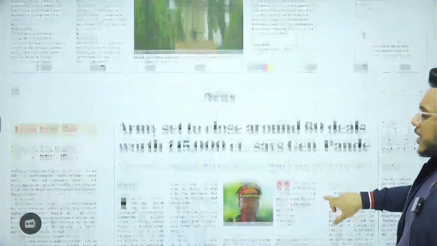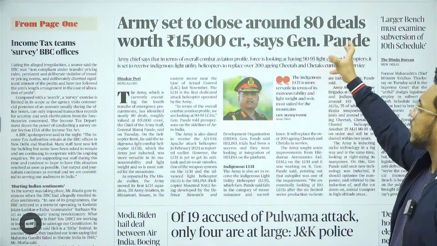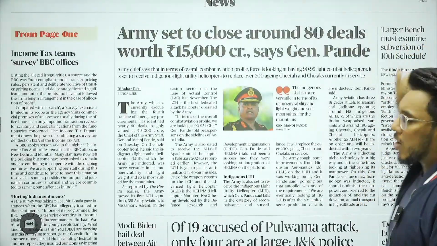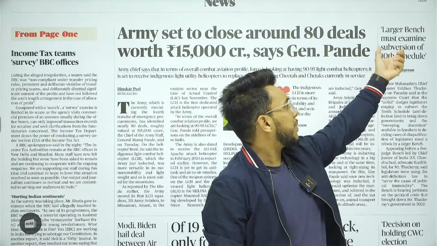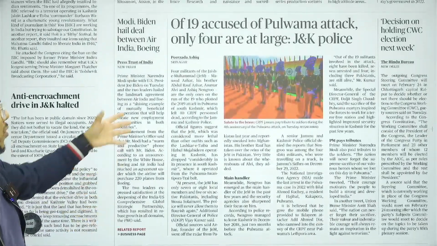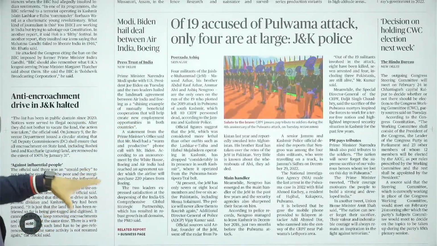Then, further going on: "Army set to close around 80 deals worth 15,000 crore rupees." Now here there is a small article, but the concept is important for our prelims examination: "Larger bench must examine subversion of the 10th Schedule." So we'll see this article for examination. Then further moving on: "Of 19 accused of Pulwama attack, only 4 are at large," Jammu and Kashmir.